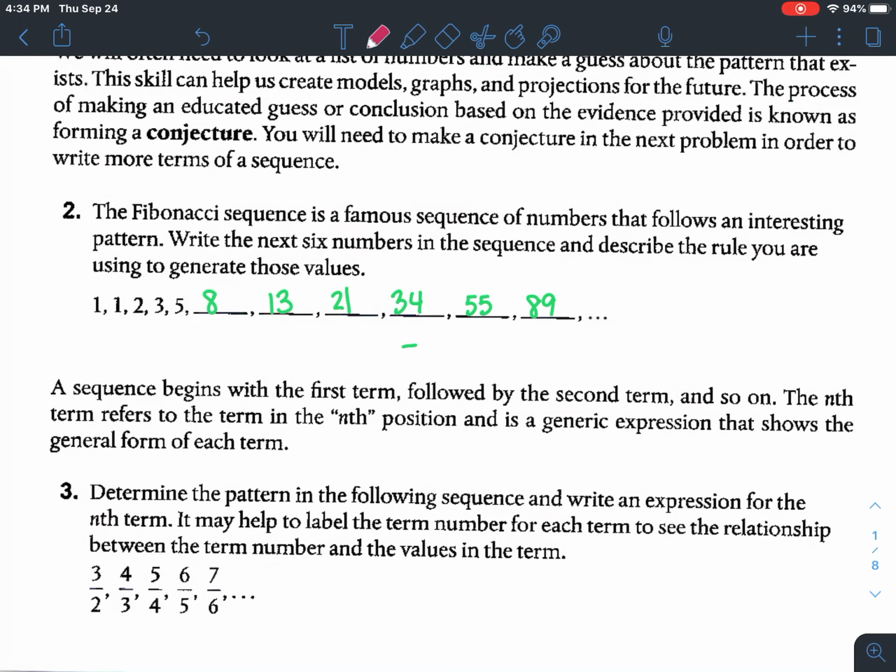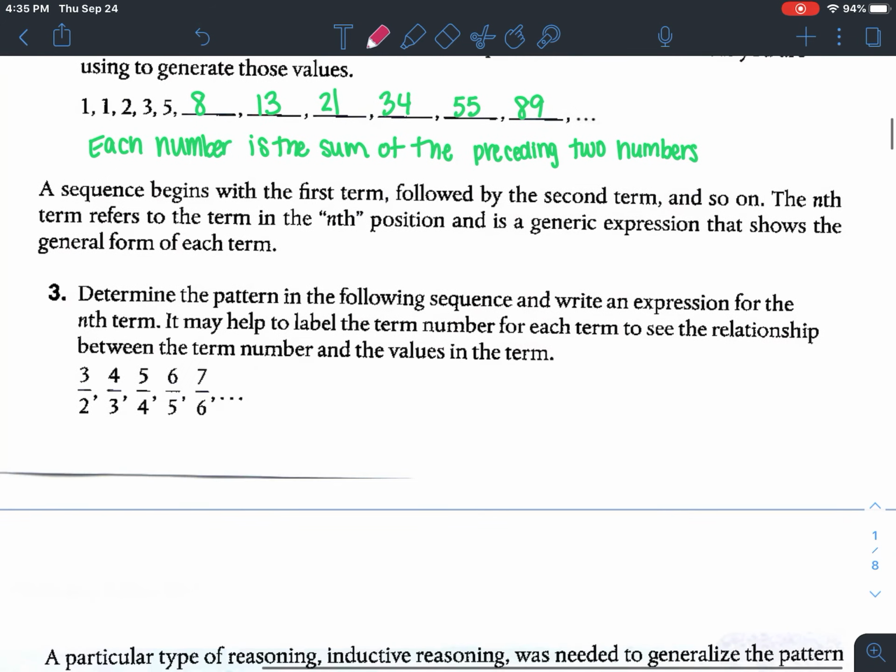So we also need to write or describe the rule you're using to generalize these values. It is that each number is the sum of the preceding two numbers. Apparently the Fibonacci sequence is all over the place, naturally occurring in nature. I have yet to discover where the Fibonacci sequence is, but it does appear. So if you're very into math, go ahead and do a little bit of research on that.